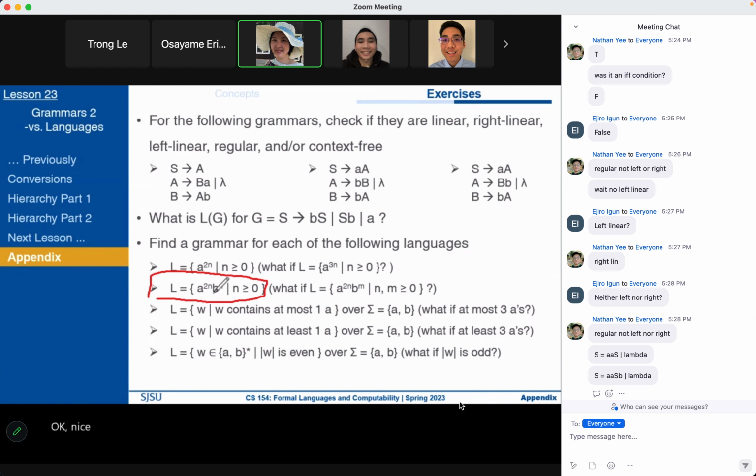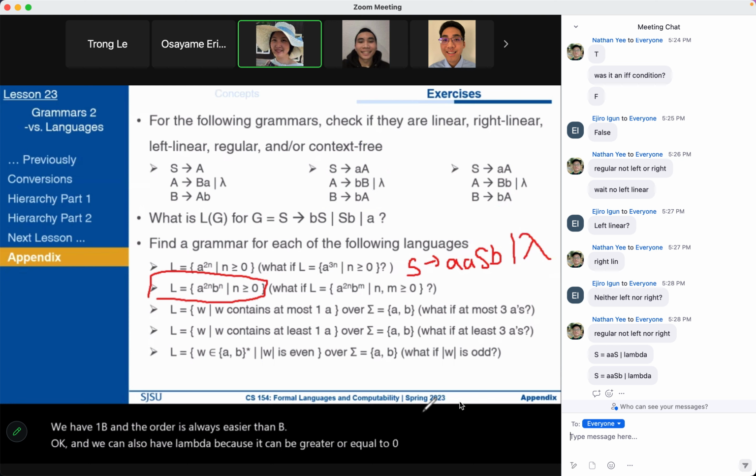Okay, nice, perfect. So for this one, it's every 2 A's we have 1 B. For every 2 A's we have 1 B, and the order is always A's first, then B. And we can also have lambda because it can be greater or equal to 0.